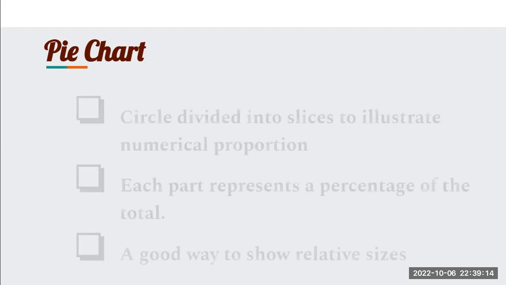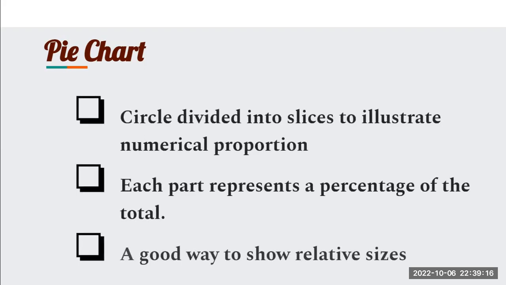The next one is the pie chart. I know you are all familiar with a pie, like buko pie, apple pie, pizza, and those are in the shape of a circle and divided into slices. This is why this is called a pie chart, because this chart is a circle divided into slices to illustrate numerical proportion. Each part represents a percentage of the total, and this is a good way to show relative sizes.